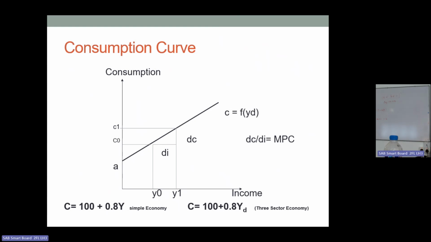The 100 means autonomous consumption. So we can measure the consumption function, and we can estimate the consumption function even like in your form.